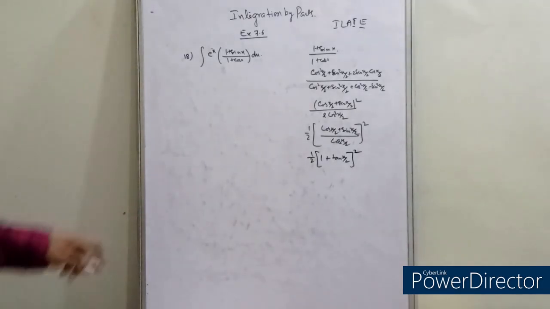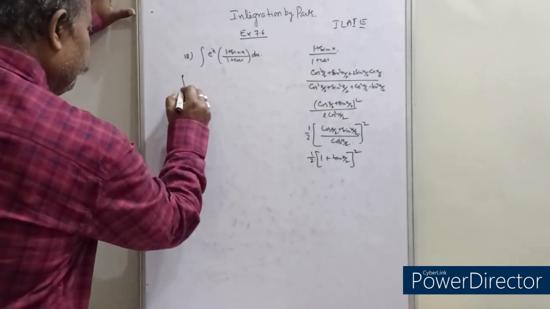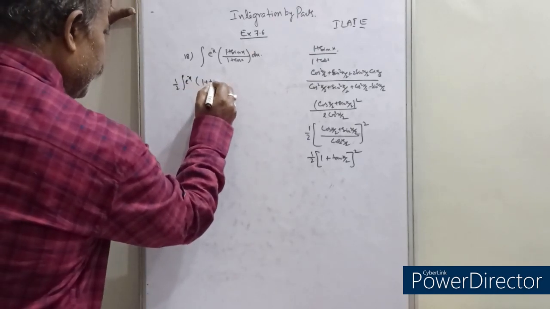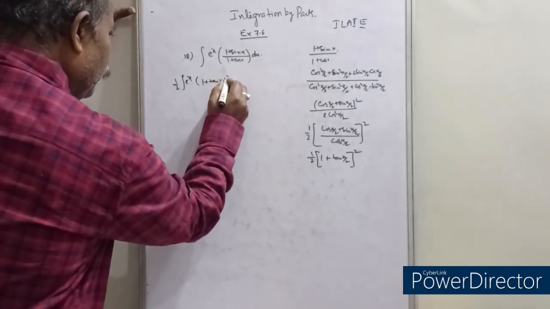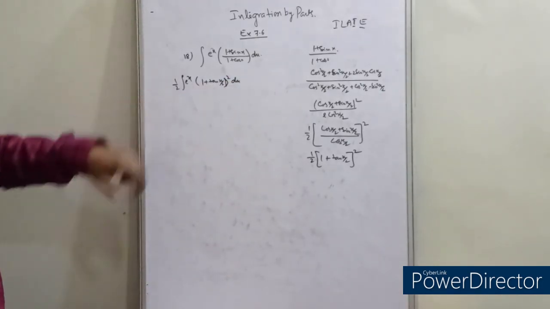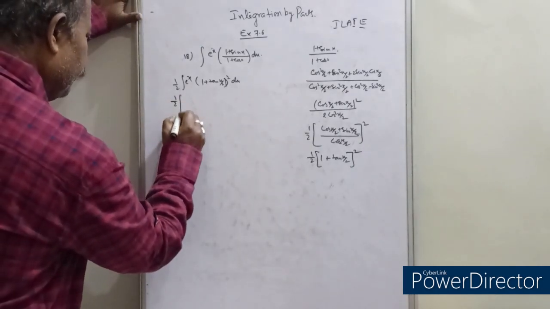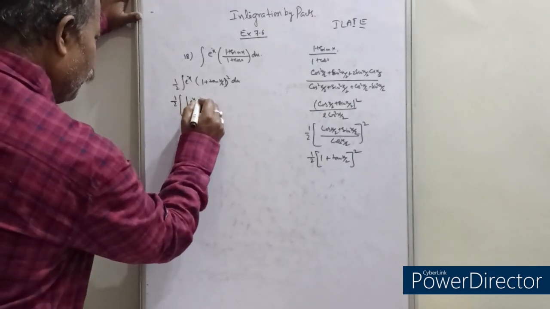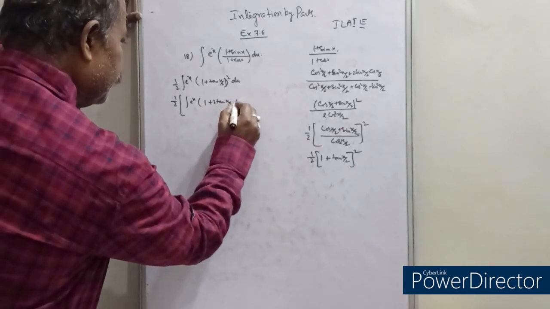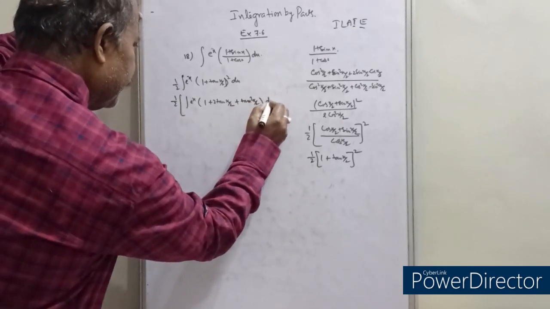So this whole thing is simplified in this form. So this is e to the power of x, 1 by 2 constant outside, (1 plus tan x by 2) the whole square dx. So this square is giving us the problem. So let us open it. 1 by 2, this will be integration of e to the power of x, (1 plus 2 tan x by 2 plus tan square x by 2) dx.